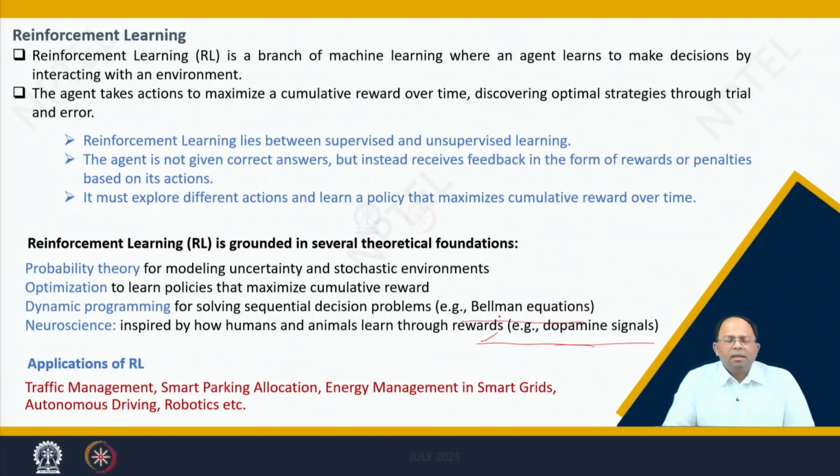We apply RL largely in problems which do not have a definite solution at the end, usually problems which involve a sequence of steps that the agent or the decision maker has to undertake. For example, in traffic management, because it involves many signals, many directions, many steps in the process. So maybe traffic management, smart parking allocation, then energy management in smart grids, autonomous driving, robotics. This is where primarily we see the use of reinforcement learning.